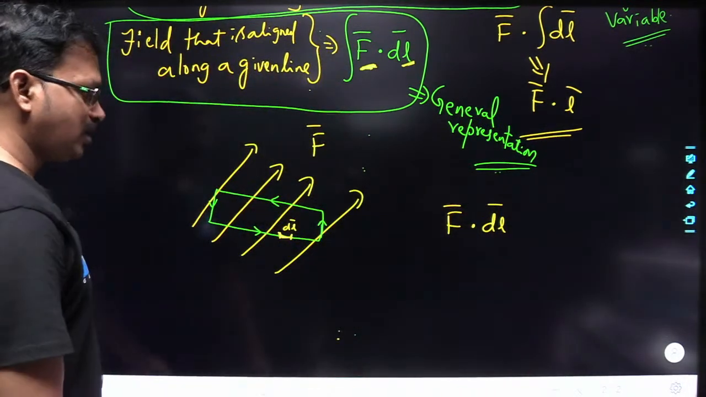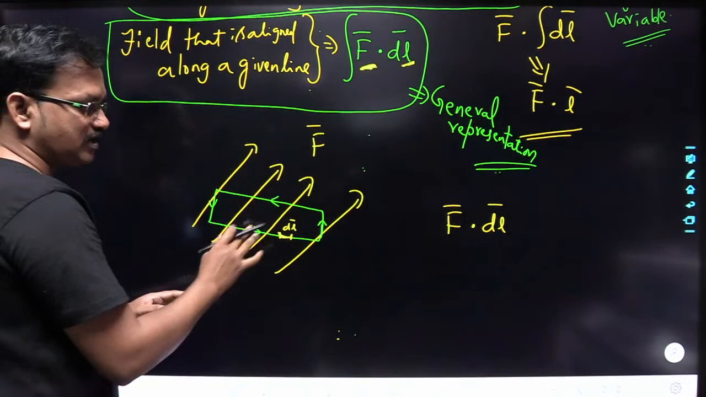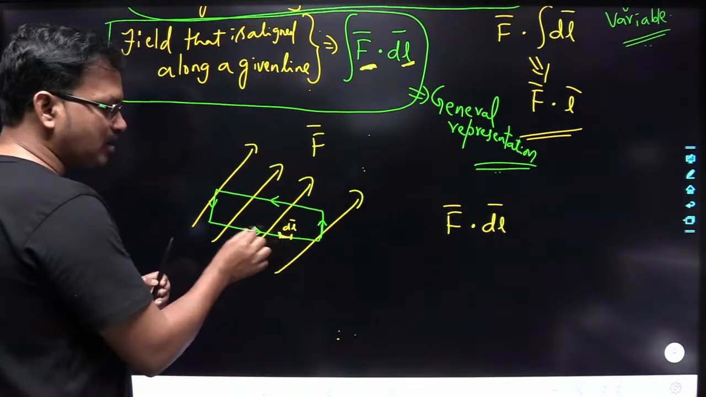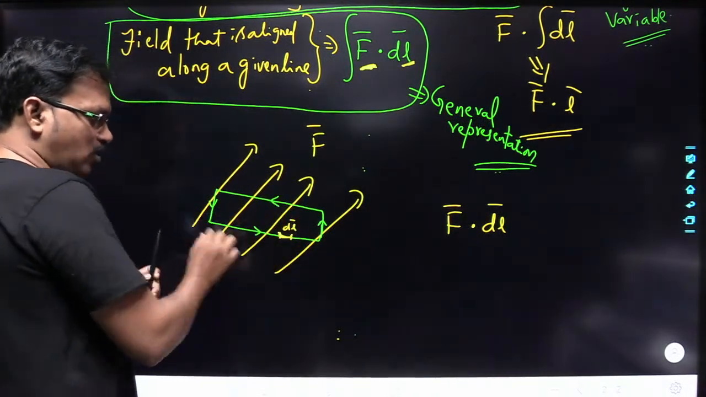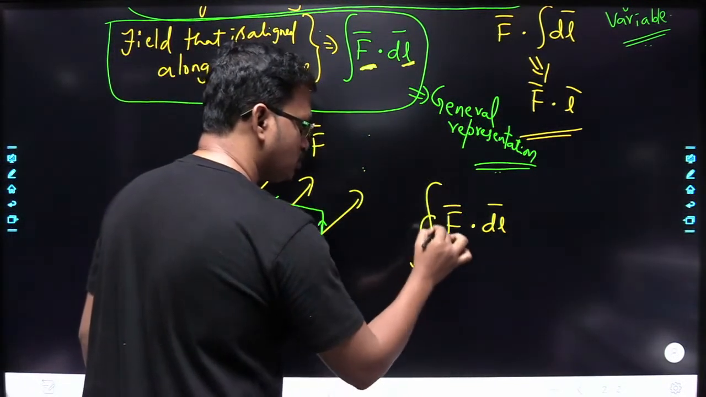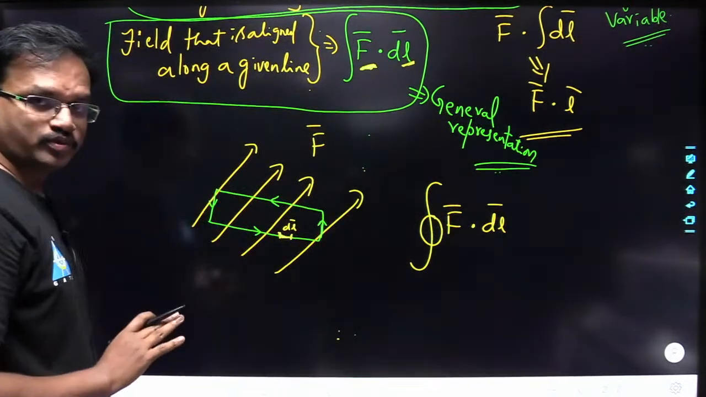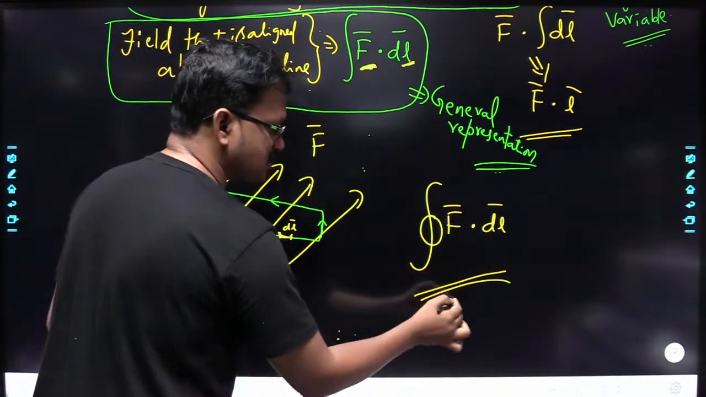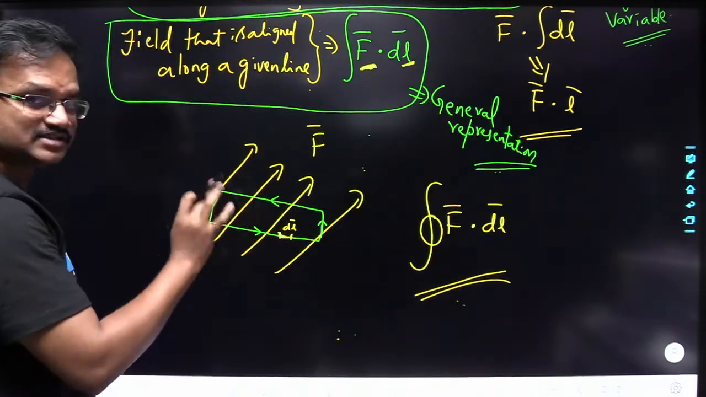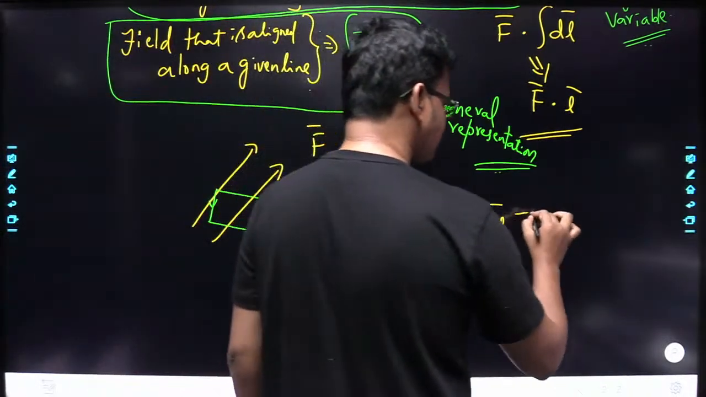Now I want to determine how much of this given vector field is aligned around this closed loop. Then what you have to do? You have to add up F bar dot dl bar at each and every location around this closed loop. Yes or no? That means you have to integrate F bar dot dl bar throughout this closed loop. So this represents the field that is aligned around this closed loop.